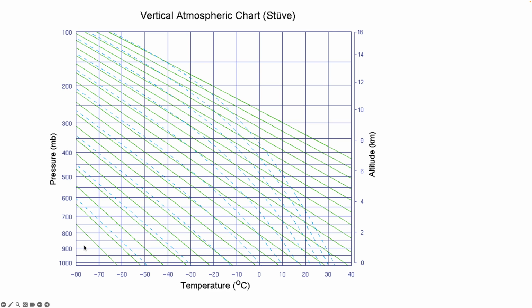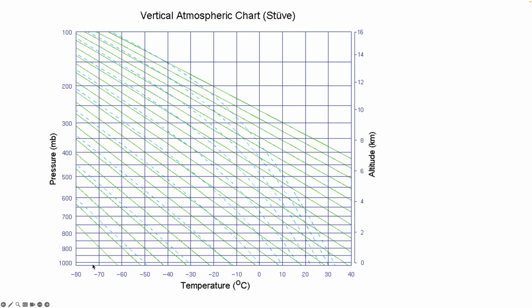Temperatures are along the x-axis, so each one of these vertical blue lines corresponds to a temperature, and these temperatures are in degrees Celsius. We start with 80 below Celsius on the far left, and we warm our way up to 40 above Celsius on the far right. So these are temperatures that go from about 100 below zero or colder on the left to temperatures that are about 104 degrees Fahrenheit here on the right.